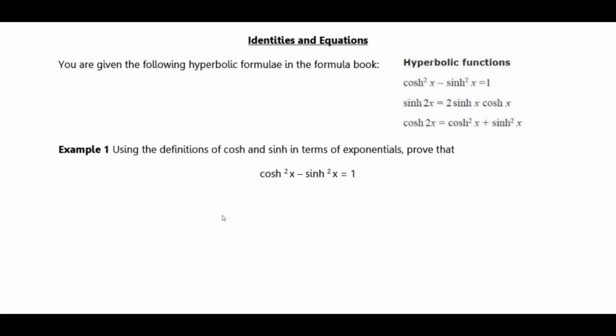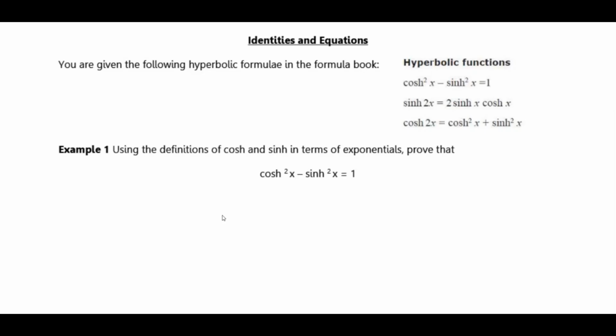Lesson 3 of the hyperbolics pack is concerned with identities and equations of hyperbolic functions. You get some of these on the formula sheet. Some of these should look familiar to you as they look like trig identities, but slightly different. The top one looks like cos squared plus sine squared equals 1, but notice it's cos squared minus sine squared. So the order does matter for this one.